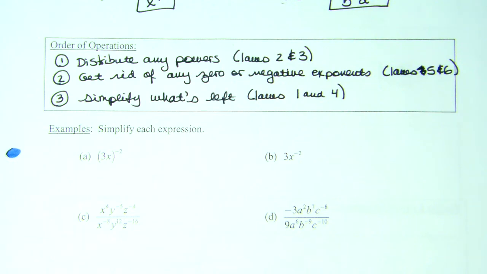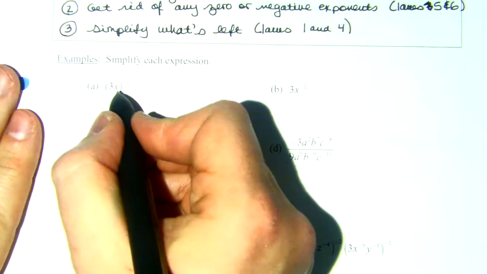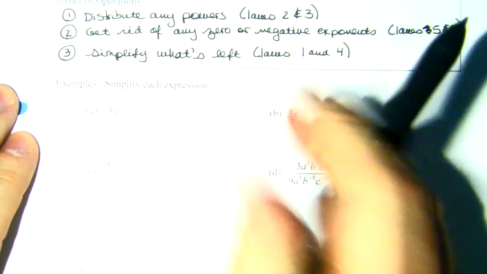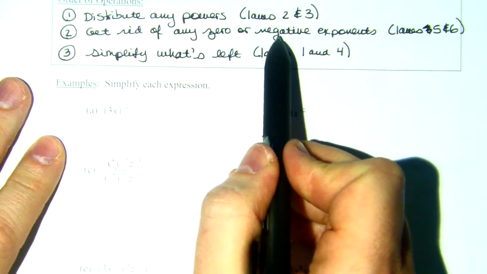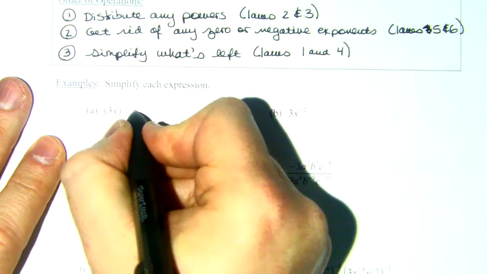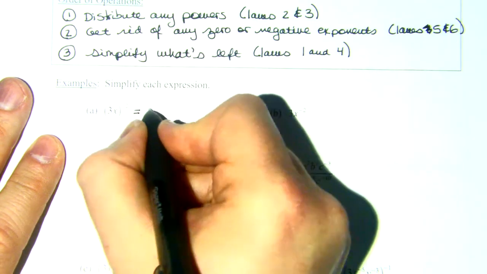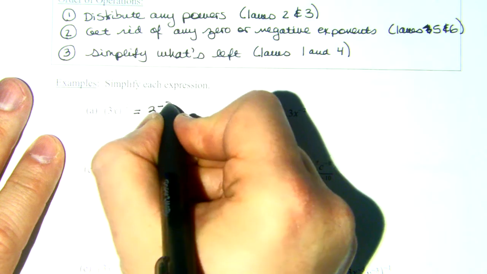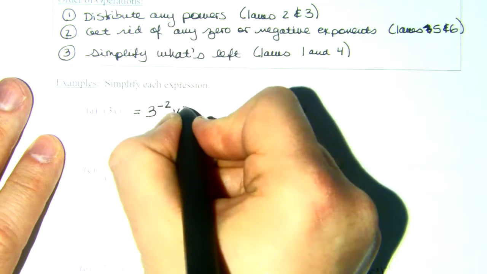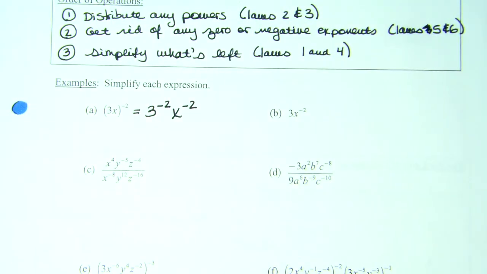All right, first problem we're going to do: 3x in parentheses to the negative 2. According to my order of operations, I first need to distribute any powers. Now, when I do a number raised to a negative power, I am just going to leave it as that number to the negative power. So what's 3 to the negative 2? Just 3 to the negative 2. We'll do more in a moment. And then I'm also going to get x to the negative 2. I'm going to get 3 to the negative 2, x to the negative 2.